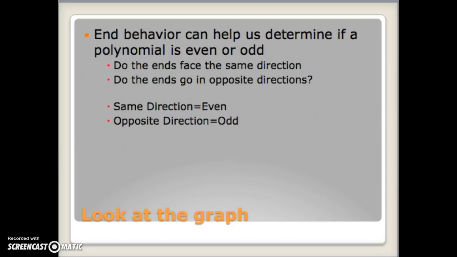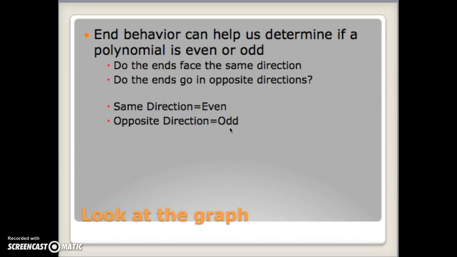The second question, do the ends go in opposite directions? So if one goes up, the other goes down. Okay, they start and end in different areas. If they face the same direction, so if they both go up or both go down, they're going to be an even function. If it's opposite directions, if it starts up and ends down, or if it starts down and ends up, it's going to be an odd function.